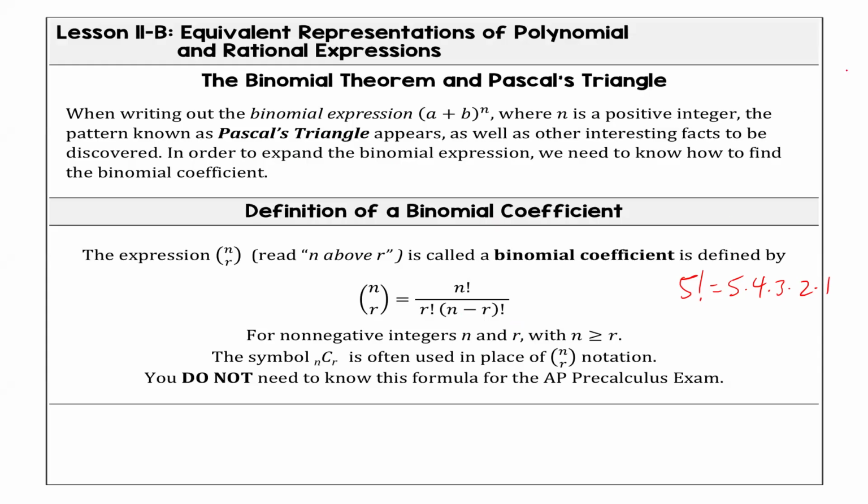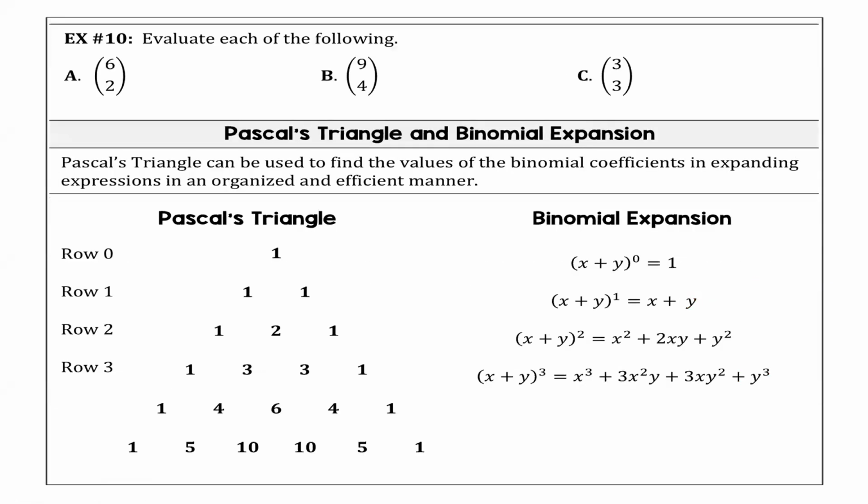All right, so we're going to do an example. We're going to find the binomial coefficient for 6 over 2. To set it up, this is our n, this is our r, and the rule that we're following is n factorial, so 6 factorial, over r factorial times n minus r factorial.